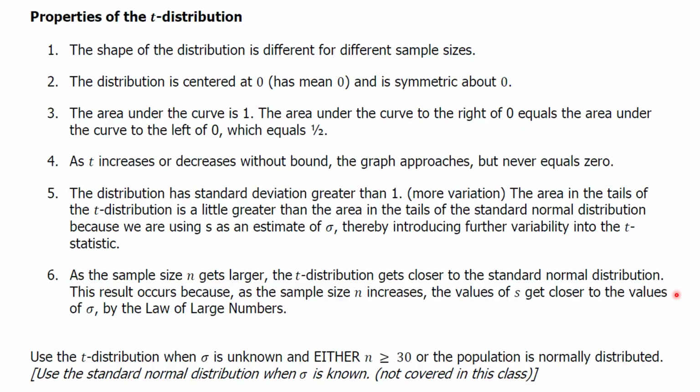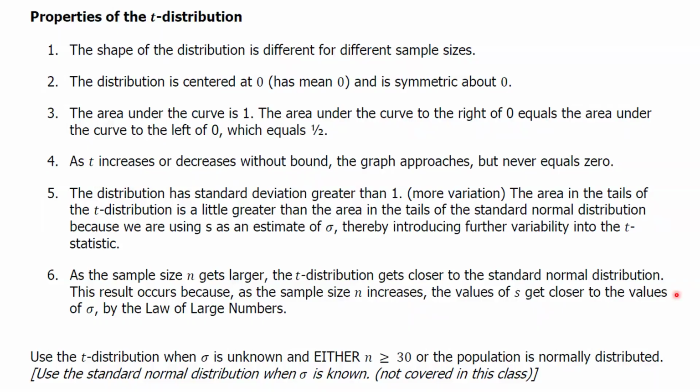And property 6: as the sample size n gets larger, the t distribution gets closer to the standard normal distribution. This result occurs because as the sample size n increases, the values of S get closer to the values of sigma by the law of large numbers. So for large samples where n is greater than or equal to 30, t and z are very similar.